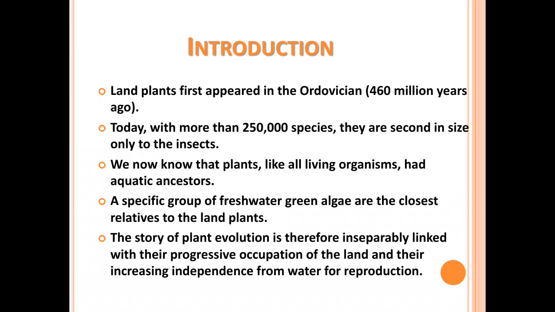Introduction. Land plants first appeared in this era, and today with more than 250,000 species, they are second in size only to the insects. We know that plants, like all living organisms, had aquatic ancestors. A specific group of freshwater green algae are the closest relatives to the land plants. The story of plant evolution is therefore inseparably linked with their progressive occupation of land and their increasing independence from water for reproduction.